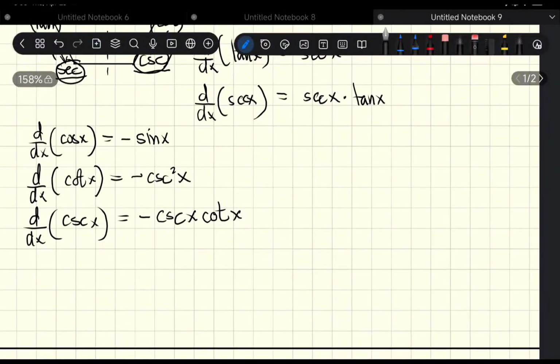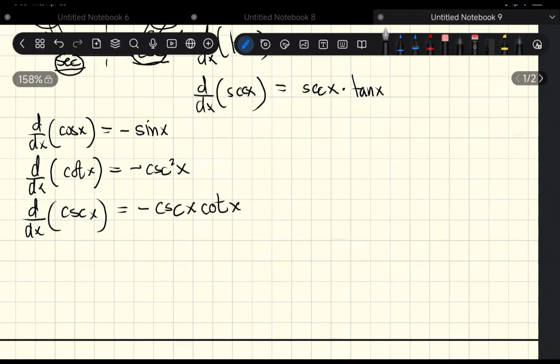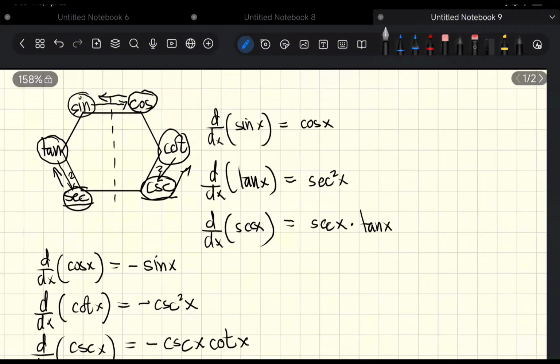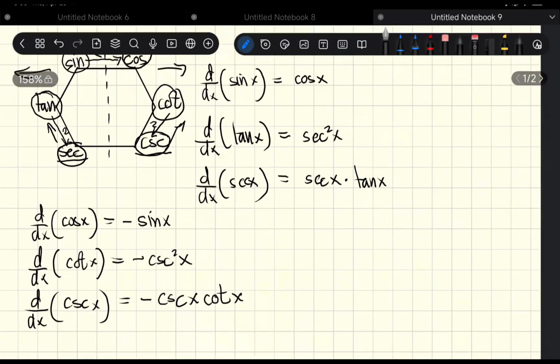So remember this: if it's at the top, move horizontally. If it's in the middle, move down and square. If it's at the bottom, copy first, then move up. If it's on the left here, that is positive. If it's on the right here, we add negative.